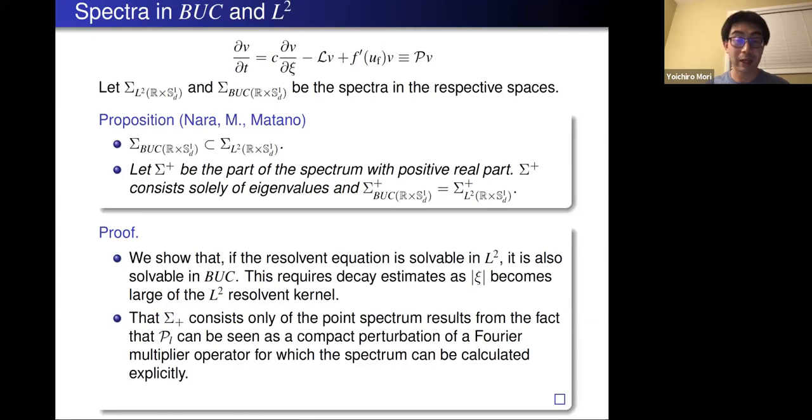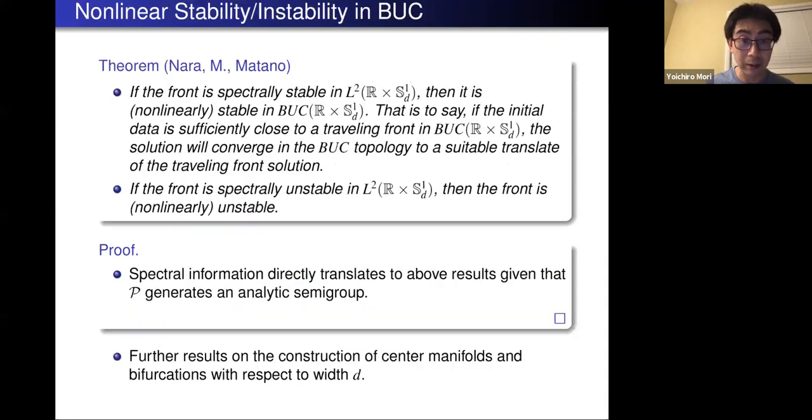and to show this we have to do a careful estimate of the decay properties of the resolvent of the bidomain operator. And with this, it is possible to show that the spectral stability in L2 that we discussed before implies nonlinear stability in BUC, and that if you are spectrally unstable in L2, then you are actually nonlinearly unstable in BUC.